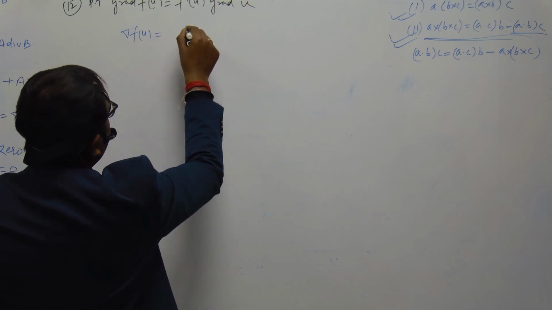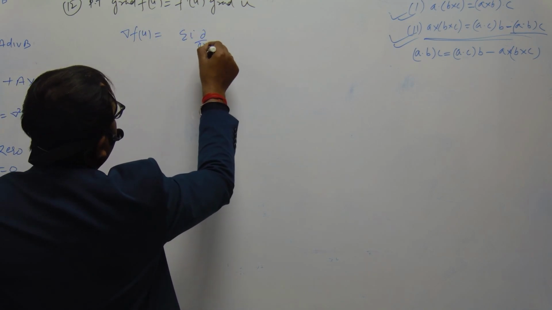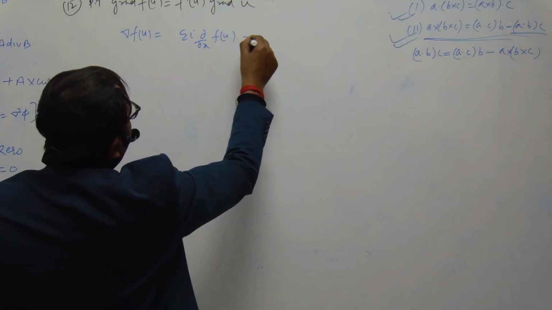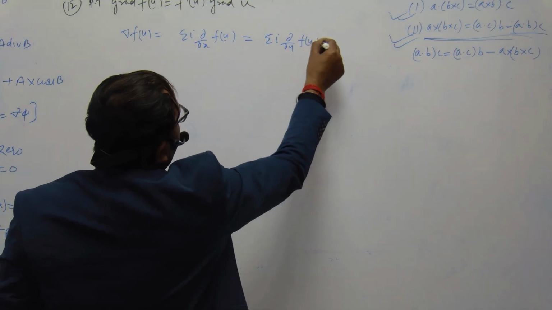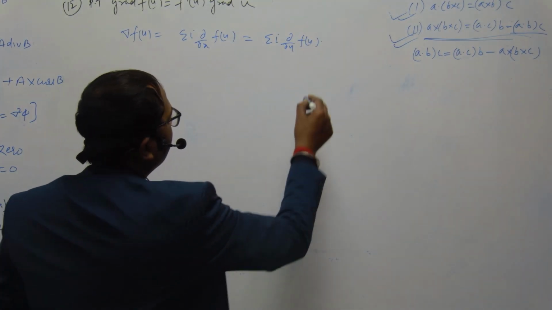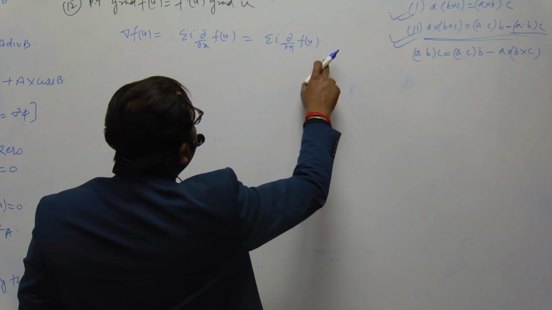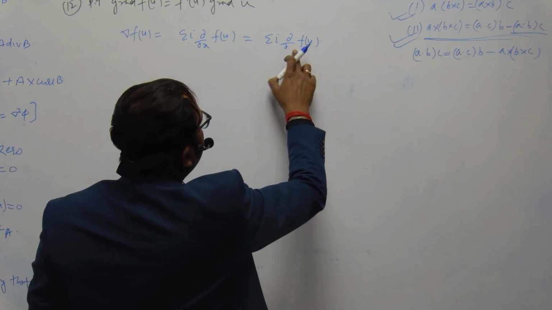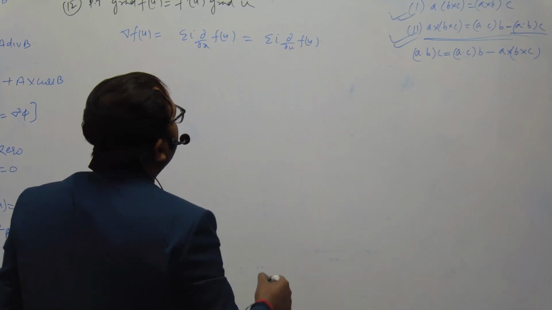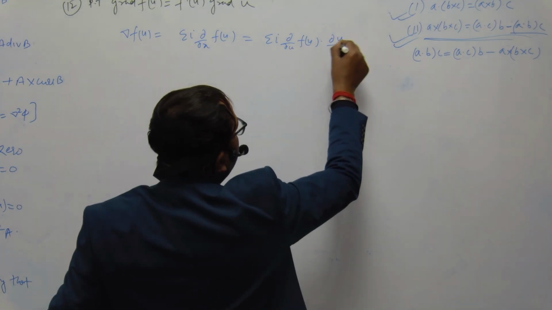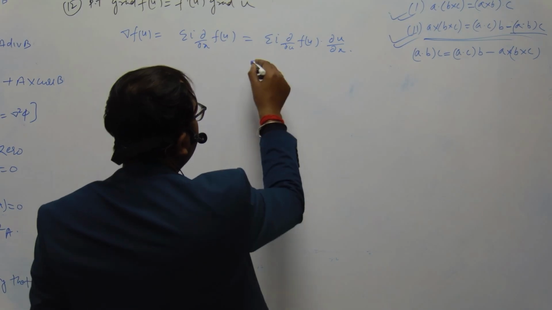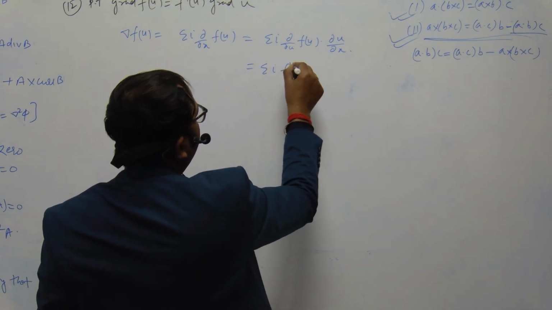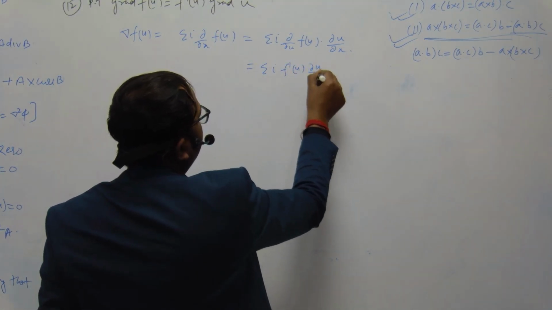summation i cap del upon del x of f of u. So this we can represent as summation i cap del upon del u of f of u into del u upon del x. Okay, so this is nothing but summation i cap f dash u into del u upon del x.